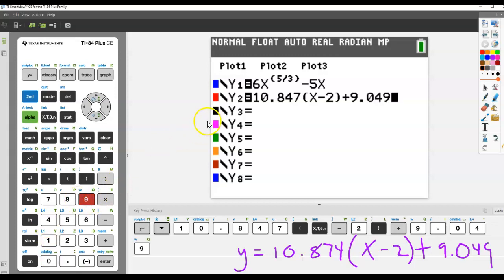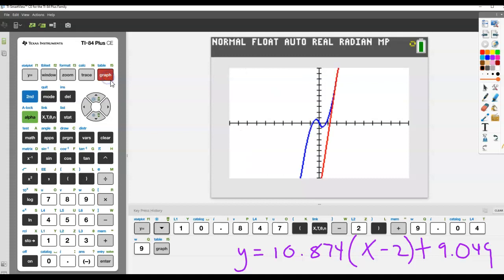9.049. And go ahead and push graph once again, and there's the tangent line. And so, as you guys remember, the point of tangency was somewhere up here. So this red line is my tangent line that is touching the actual function at the point x equals 2. And the slope of that red line represents the instantaneous rate of change of the blue function at that point, x equals 2.